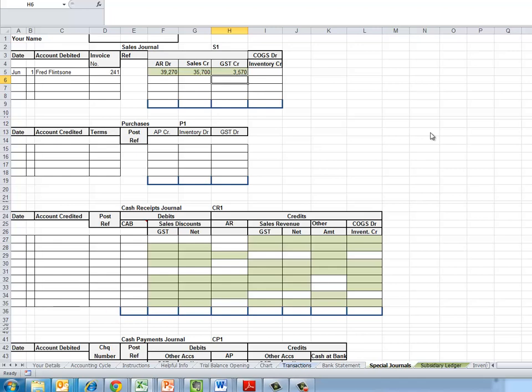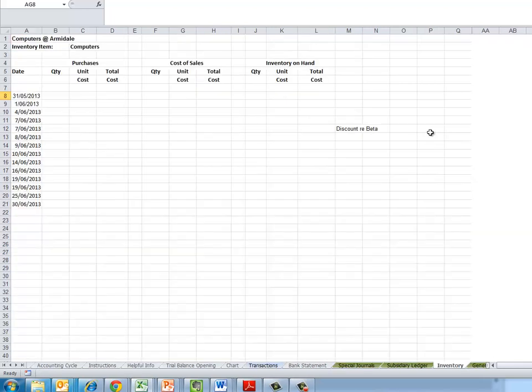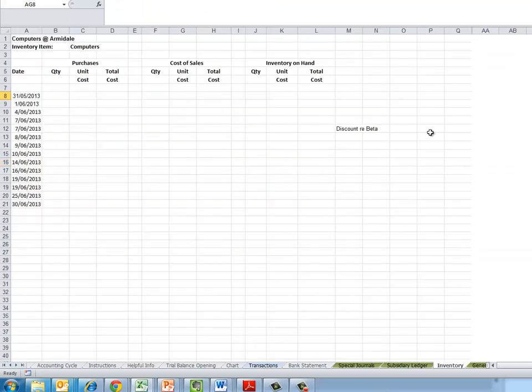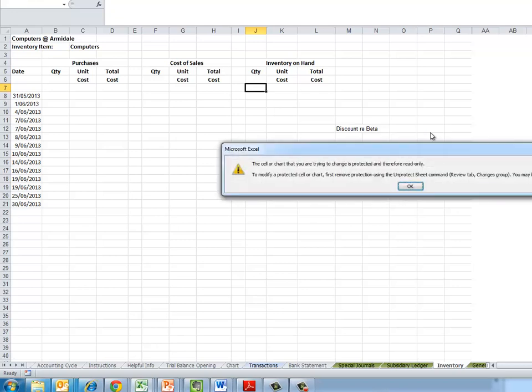So let's go to the inventory account, and we see in here we don't have an opening balance. 31st of the 5th 2013, that's last month. So where will we find the closing balance for last month? We will find that in helpful information. Helpful information, we have 31st of May, 157 computers at $1,500. So let's go to inventory. 157 computers.